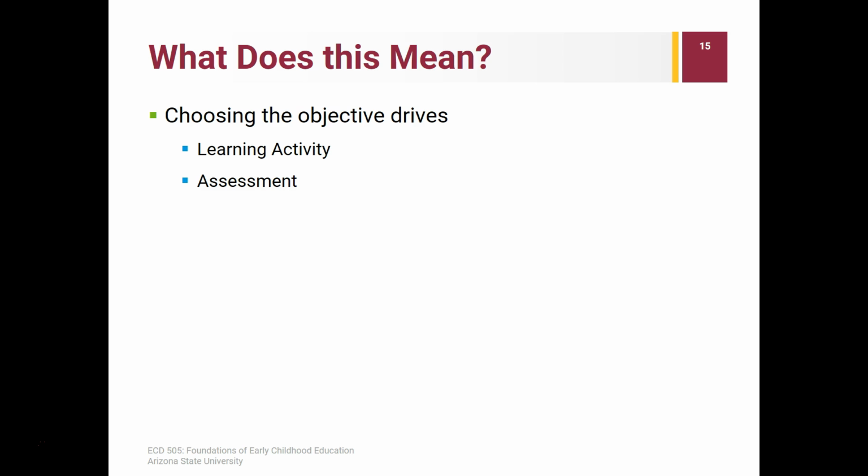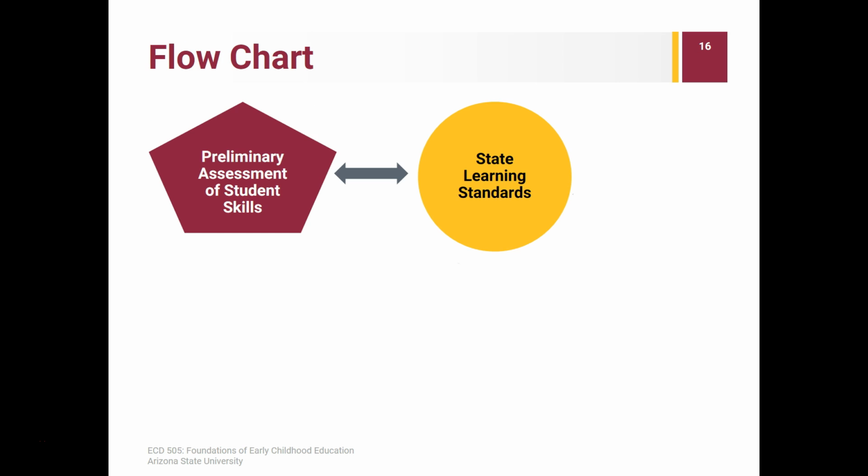So what does this all mean? Well, it means that the objective, which uses Bloom's taxonomy, drives not only the learning activity, but also the assessment. The following slides will provide a flowchart which describes the relationship between learning standards, lessons, and assessment. As we have found out, there are differing levels of Bloom's taxonomy within the state learning standards. Key terms like increasing complexity occur throughout the standards documents. In order to know where students are in relation to the state expectations, we have to conduct a preliminary assessment. Then this assessment helps us select the learning standards for our lesson.